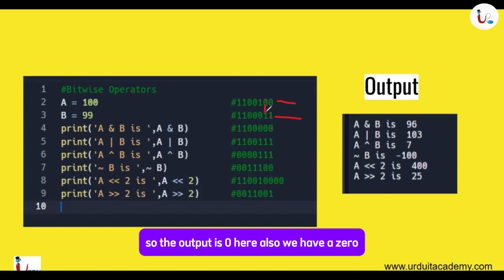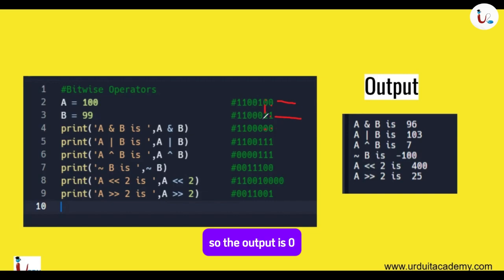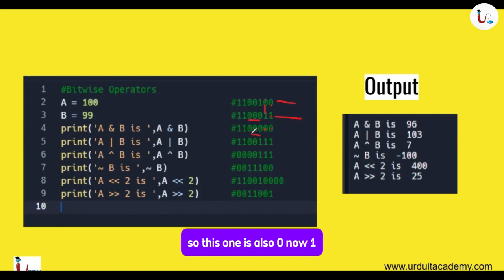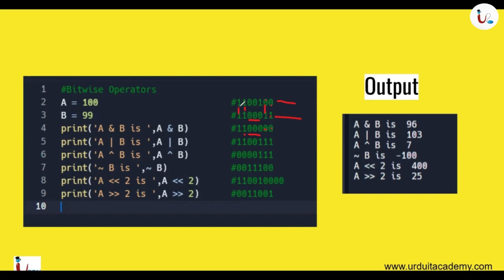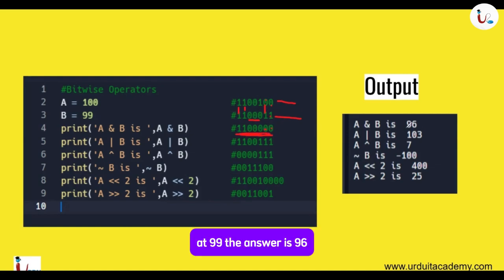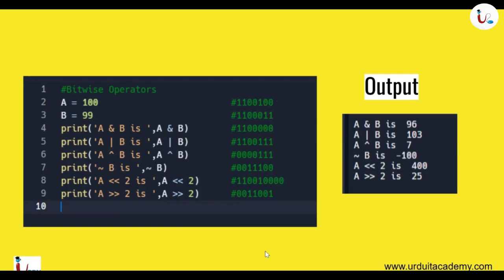Here also we have a 0, so the output is 0. Here we have consecutive 3 zeros, right? So this one is also 0. Now 1, 1, so the output is also 1. 1, 1, so the output is also 1. This is the answer of the bitwise AND operation. 100 and 99, the answer is 96. Okay. Same way the others, you can just check that.